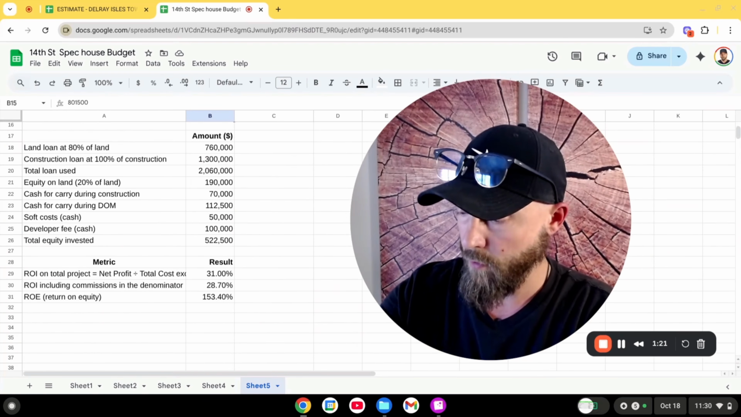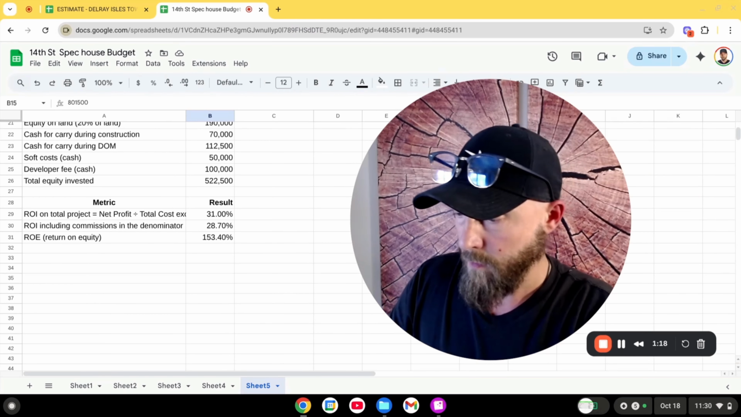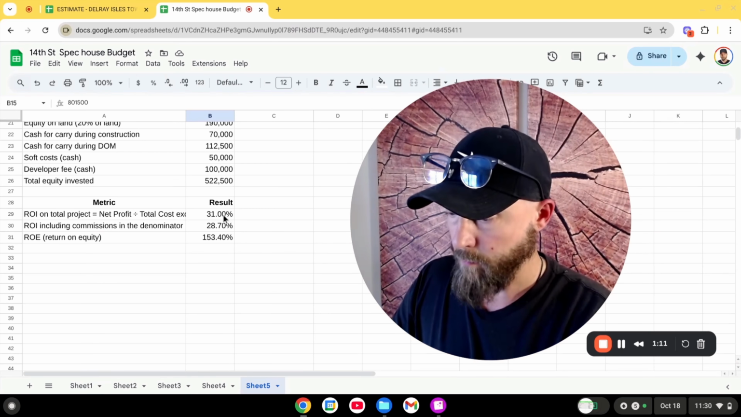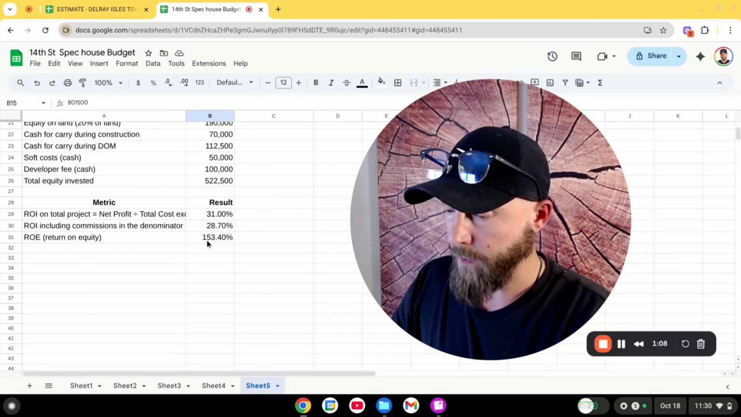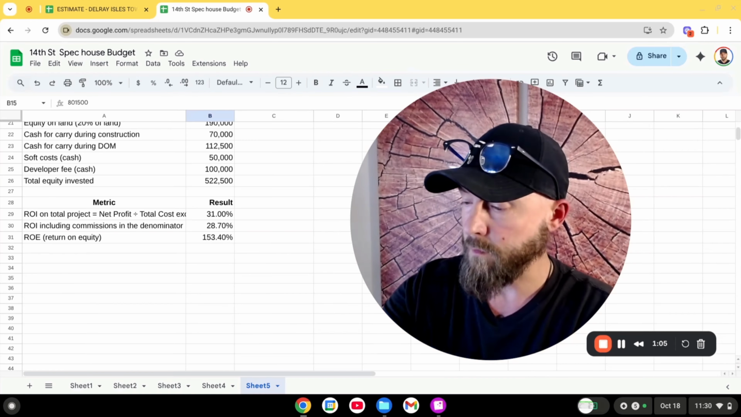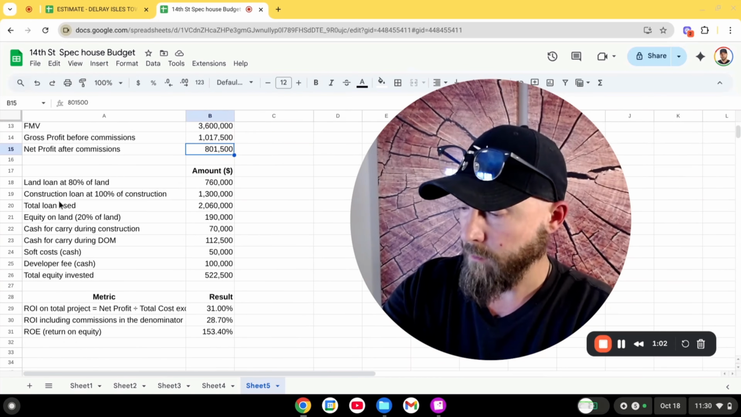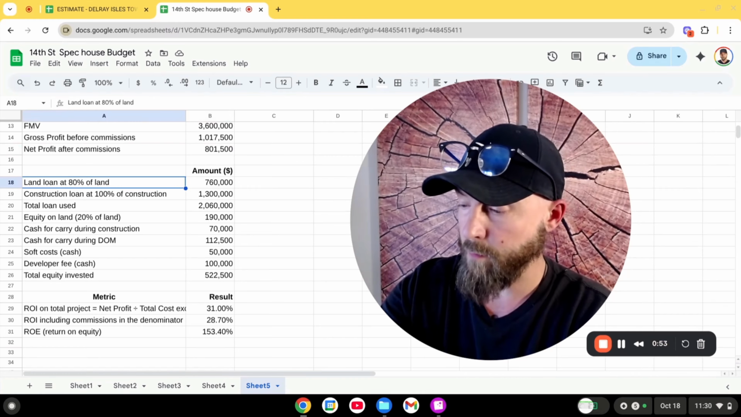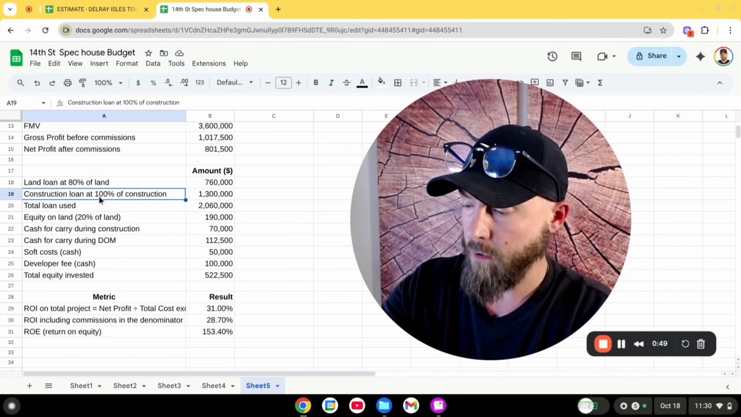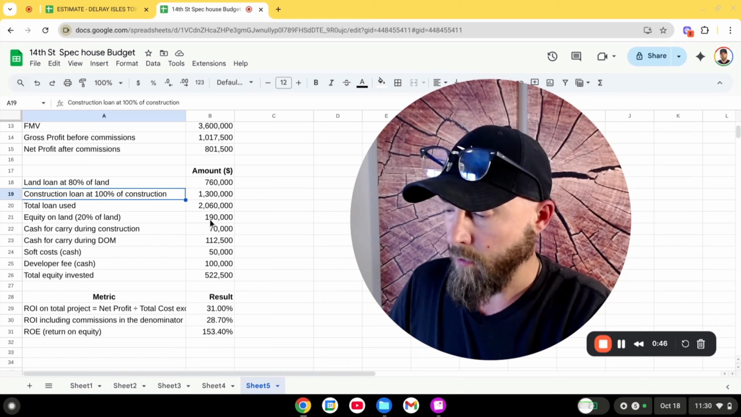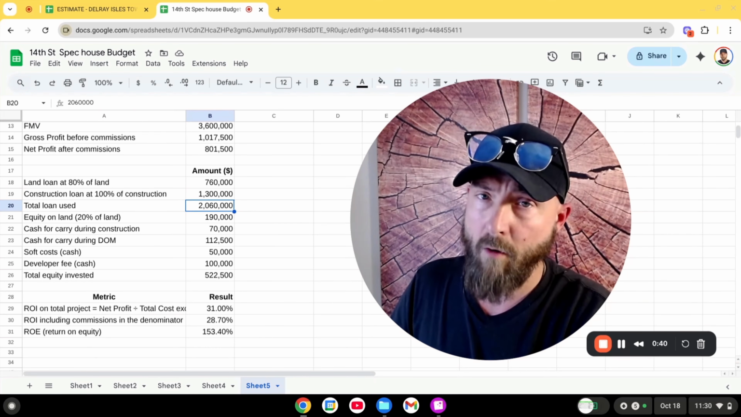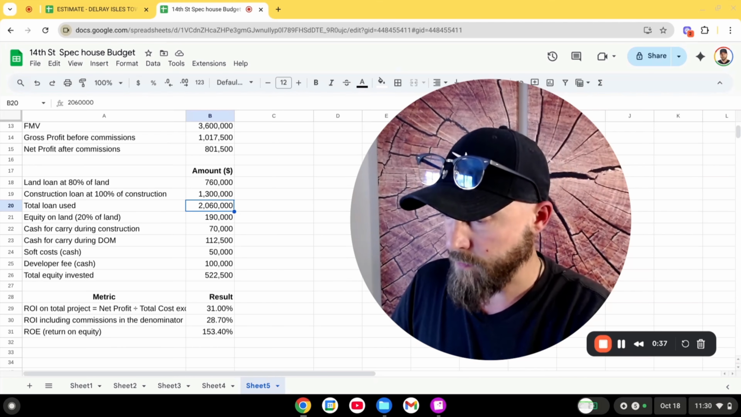Now, I'm also going to show you what these returns are, and then we'll move into the budget sheet. So ROI on total project is 31%. Our return on equity is 153%, which is not too shabby. Now, this gets more into how the loan is structured. For example, the bank is giving us 80% towards the land cost. We have to contribute 20% of the land, and they're giving us 100% of construction. So our total loan amount for acquisition and construction is right around $2 million.